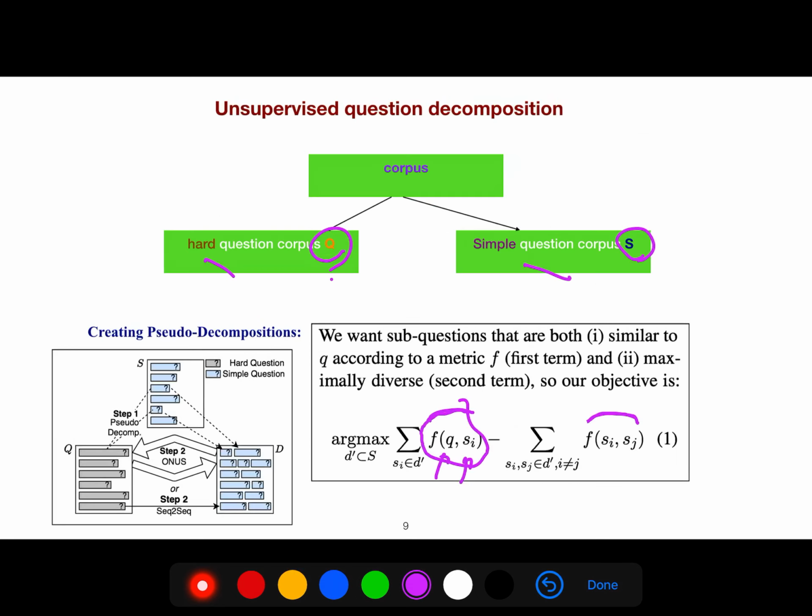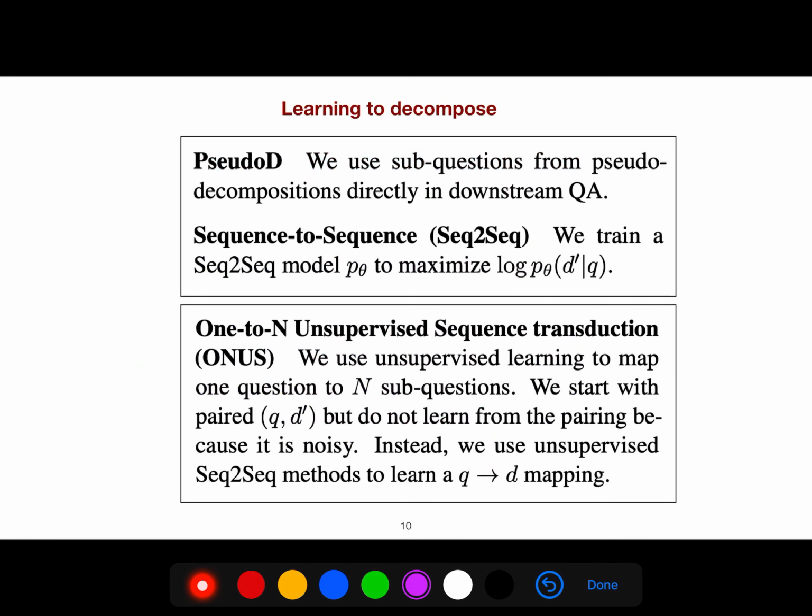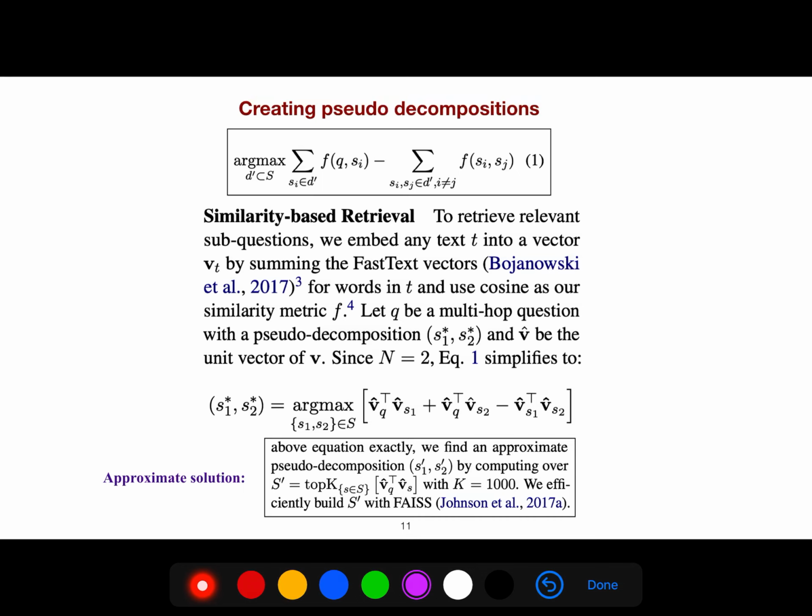And we are learning to decompose. So this is F, and so we use pseudo decomposition. We have 2 approaches: we either use sequence to sequence or unsupervised sequence transduction. So we learn from Q to D. As I said, a good and simple way to define F is just this inner product: V transpose, question transpose sub-question 1, question transpose sub-question 2, sub-question 1 dot sub-question 2, because it's just an inner product.